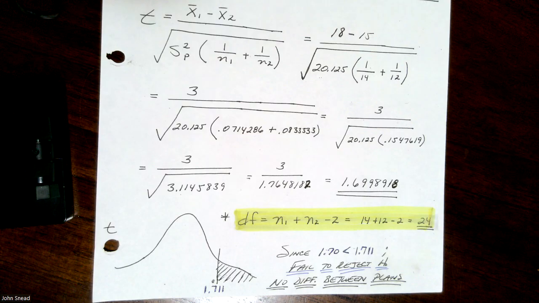But hey, it's sort of like a football game. You can either lose by 30 points or you can lose by 1, but you still lose. So we either reject or fail to reject. It's a binary decision. In this case, because we are not in the critical zone, we fail to reject. So we would say that there is no difference between the two weight loss plans.